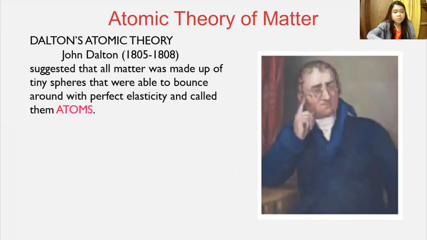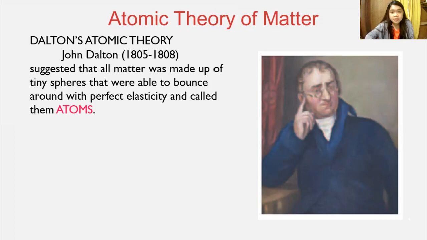The most well-known findings in the study of the atomic theory of matter are by John Dalton. John Dalton suggested that all matter was made up of tiny spheres that were able to bounce around with perfect elasticity, and he called these atoms. Dalton's experiments mostly consisted of gases. This led to some of his earliest measurements, like atomic masses, the concept of atomic structure, and also reactivity.